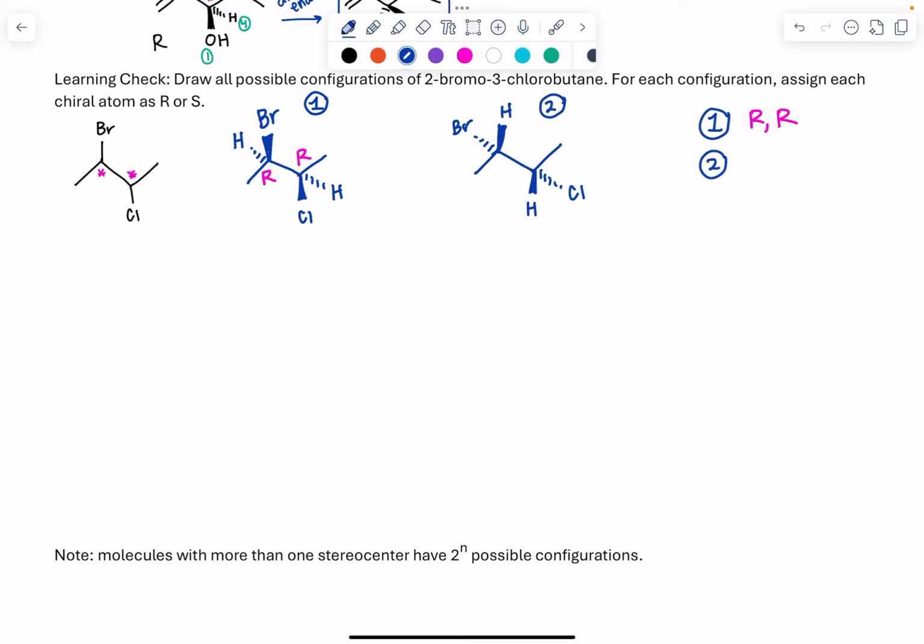Configuration 2, since these are enantiomers, this one must be S and S. We've switched 2 groups on each chiral carbon. So what was R became S for both chiral centers. That means that 1 and 2 are enantiomers.